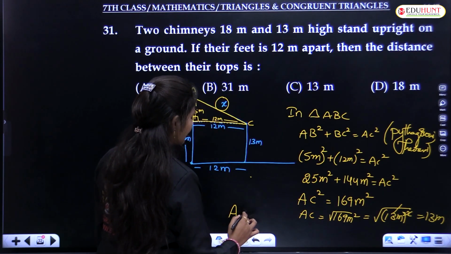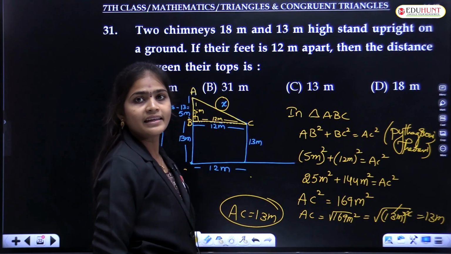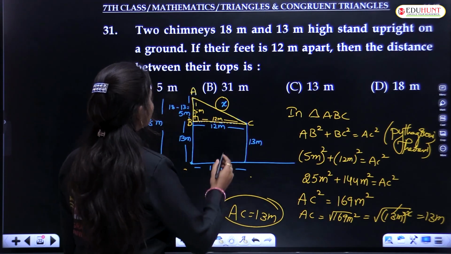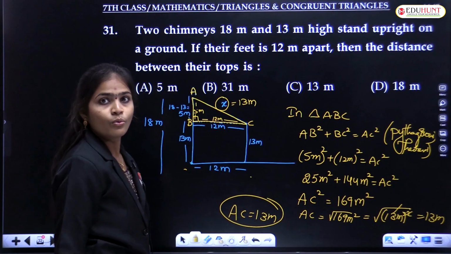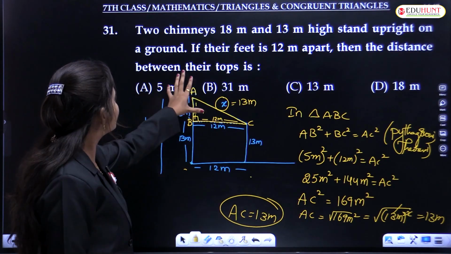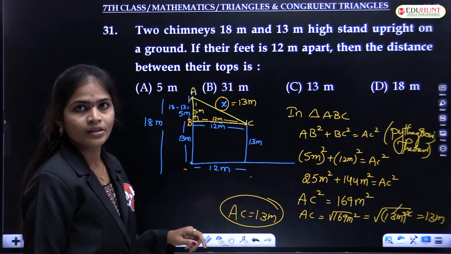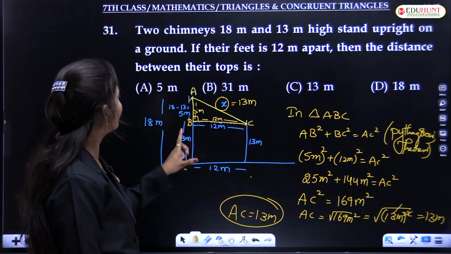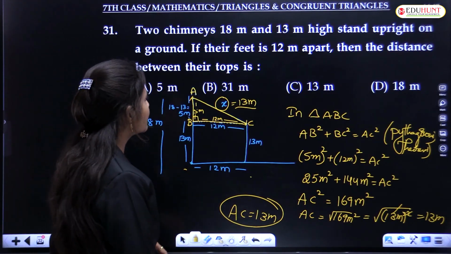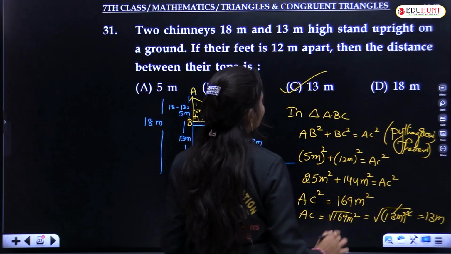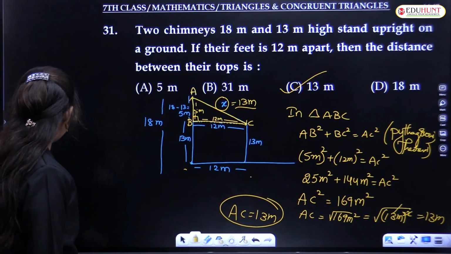So what is the height here? AC is equal to 13 meters. So x is equal to 13 meters. What did they ask here? What is the distance between their tops? So the distance between A and C is what we need to find out, and that is equal to 13 meters. So which option is correct? Yes, option C is correct here. Is it clear, children? Okay, so let us see the next one.